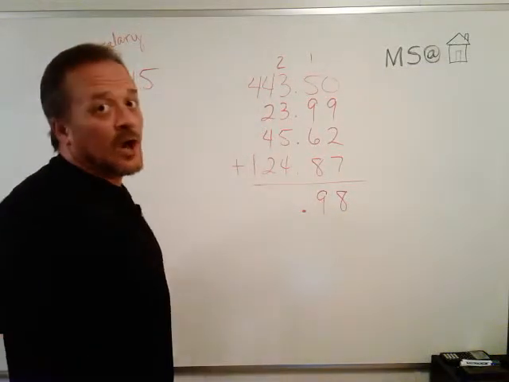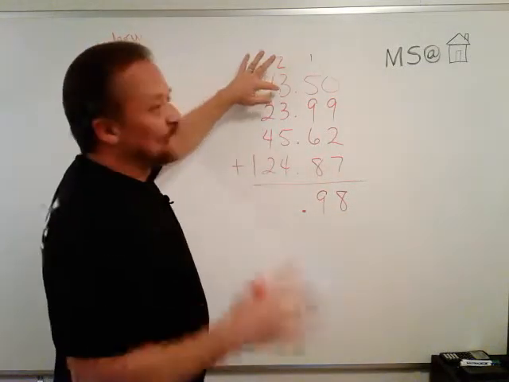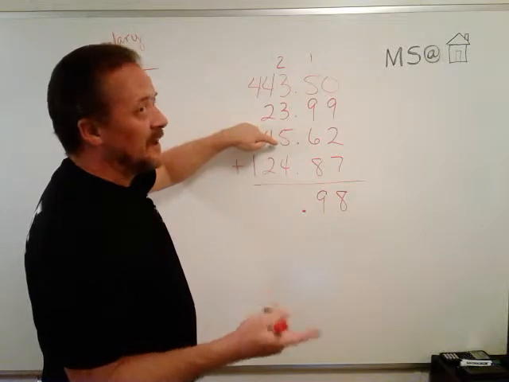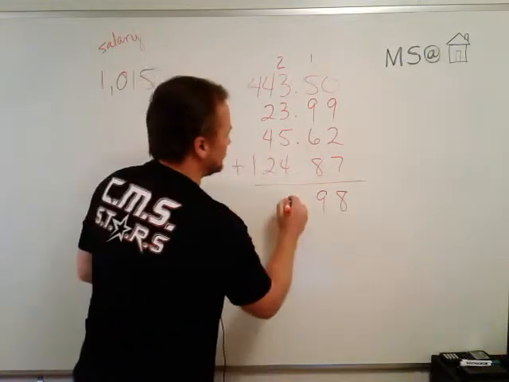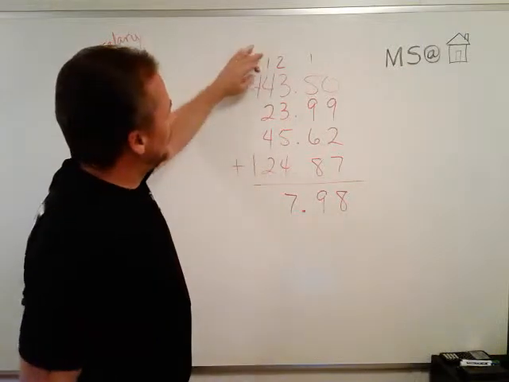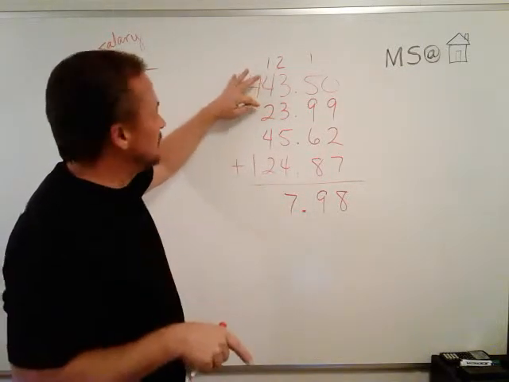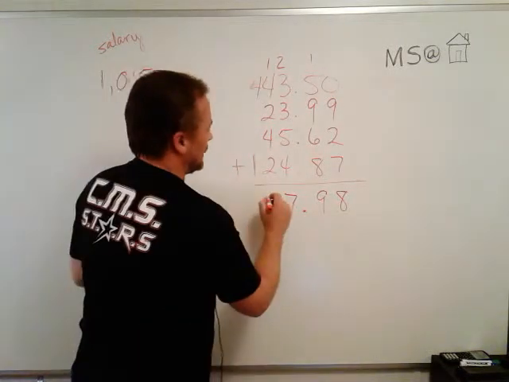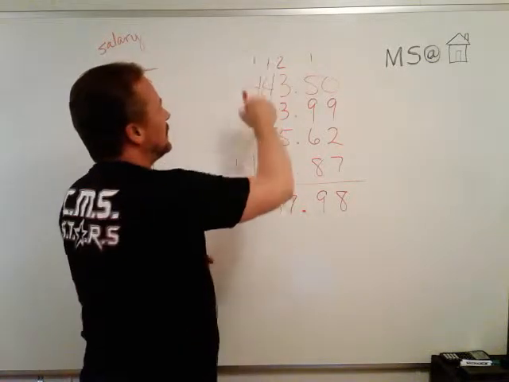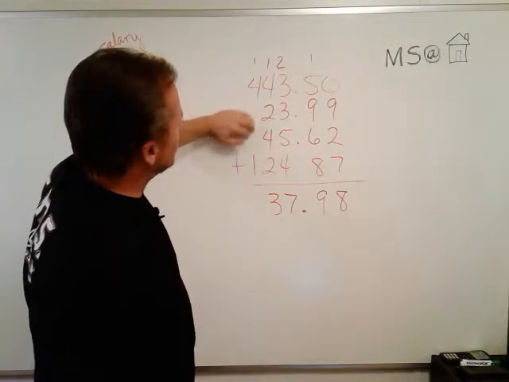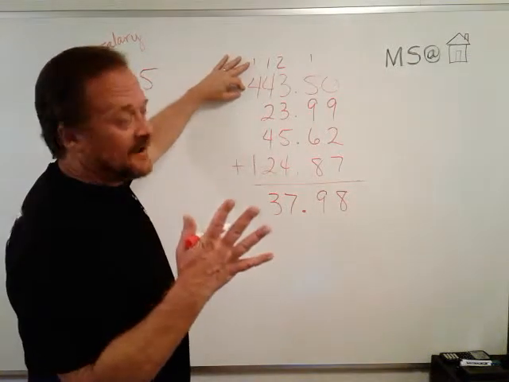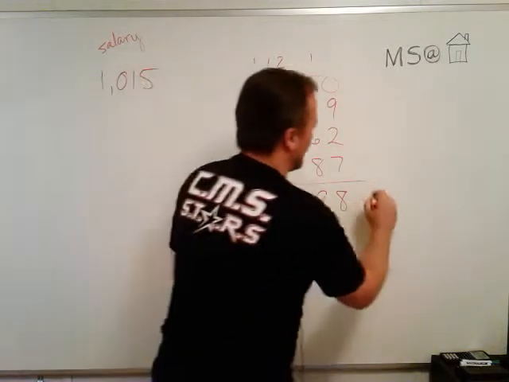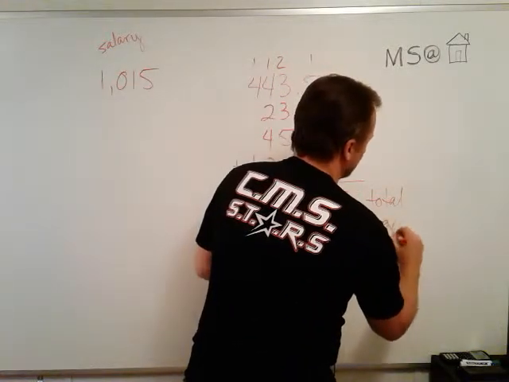Now let's see how much our dollars will be. 2 plus 3, 5. 5 plus 3, 8. 8 plus 5, 13. 13 plus 4, 17. Carry the 1. 1 plus 4 is 5. 5 plus 2 is 7. 7 plus 4 is 11. And 11 plus 2 is 13. Carry the 1. Don't have any hundreds place right here. So 1 plus 4 is 5, and then 5 plus 1 is 6. So this number represents the total expenses.